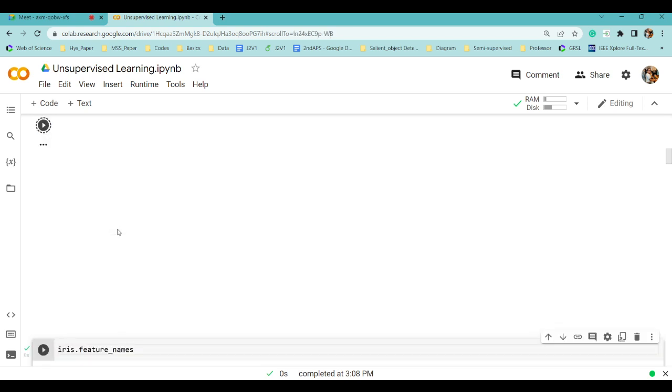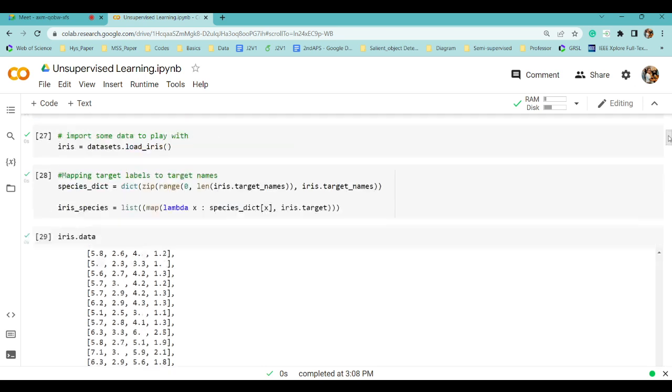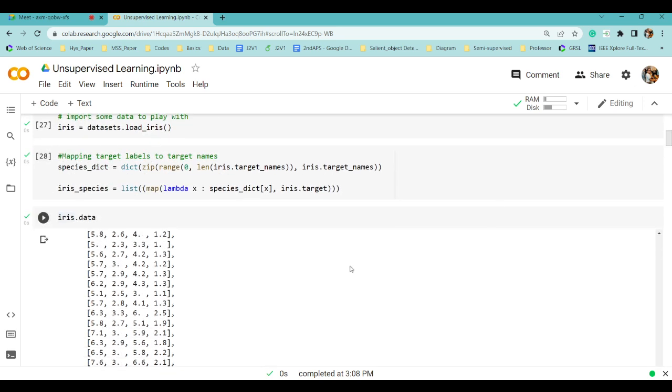When I run this, this is the array which I'm getting. Why is it coming like this? Because I have not converted it into pandas yet. What does pandas do? It gives a proper data frame. Right now it is more like 5.8, 2.6, 4, and 1.2. So these are the four attributes: the petal length, petal width, sepal length, and sepal width. These are just the values. That's it.